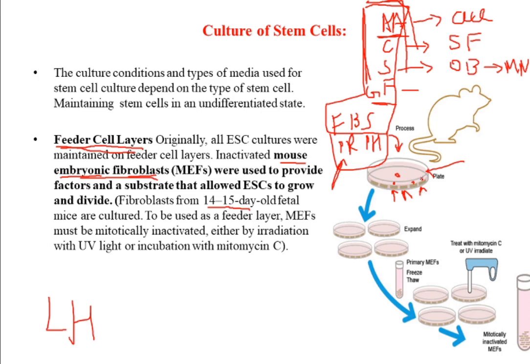So what you have done, you have prepared the media, introduced all these components at appropriate concentration into the media, you have autoclaved it, you have sterilized it, and you have added this media into the Petri dish, to which you have added inactivated mouse embryonic fibroblast, and then on top of that fibroblast you have put the stem cells so that the stem cells will grow, right?